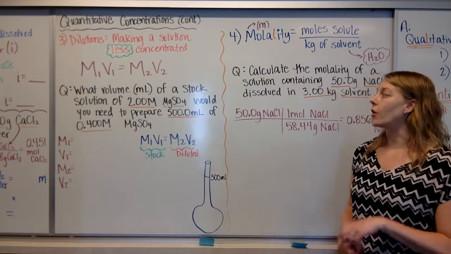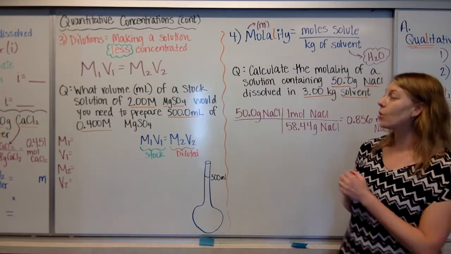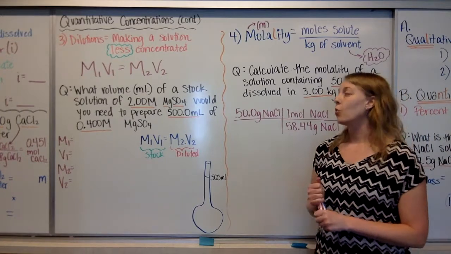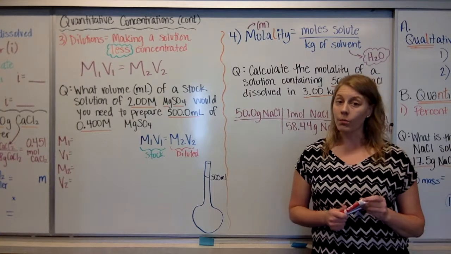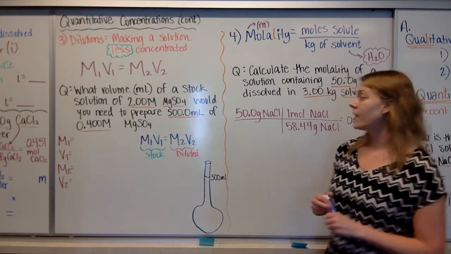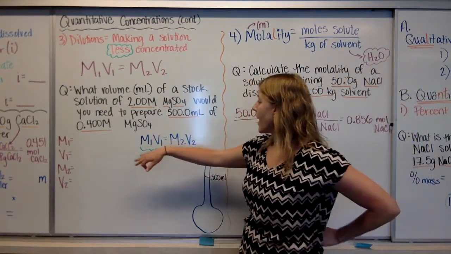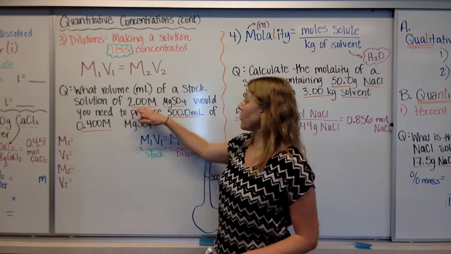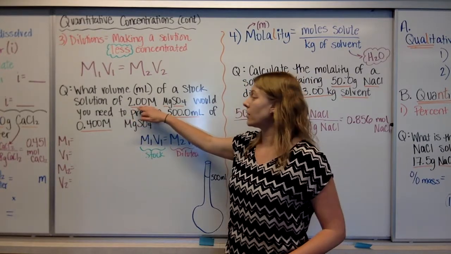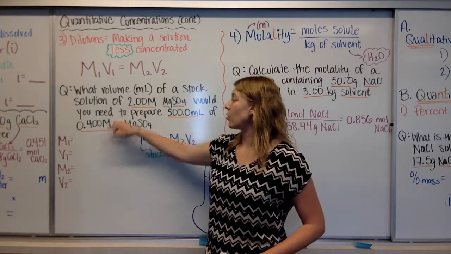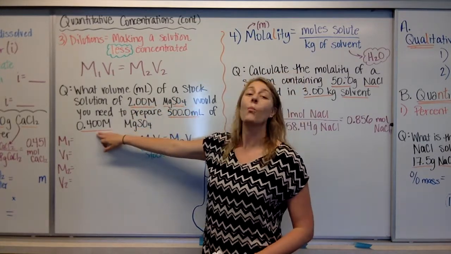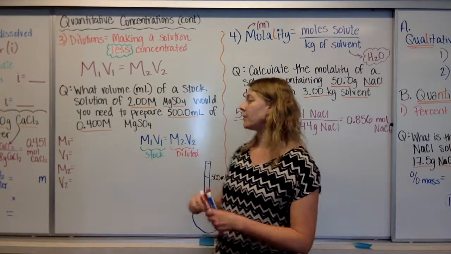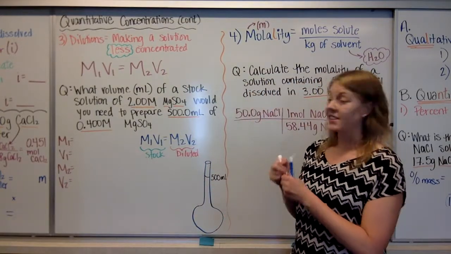Our question here: what volume of a stock solution of 2 molar MgSO4 would you need to prepare 500 milliliters of 0.4 molar MgSO4? So we have a very concentrated substance, 2 molar MgSO4, and we want 0.4 molar. So we need to dilute it.